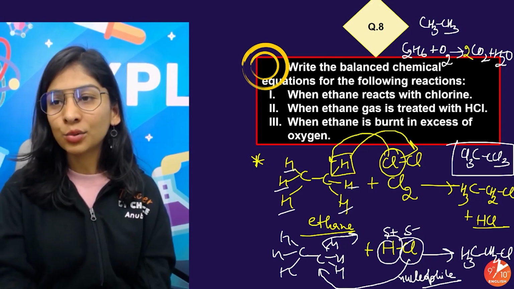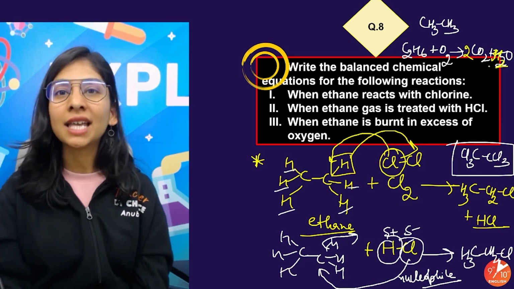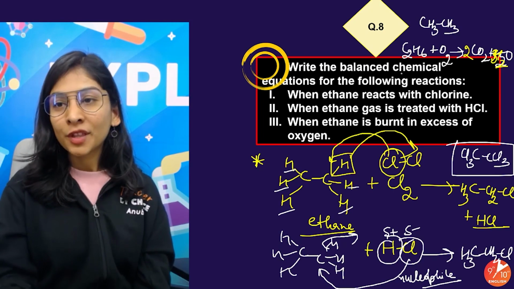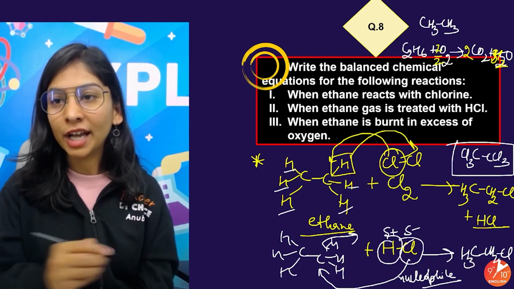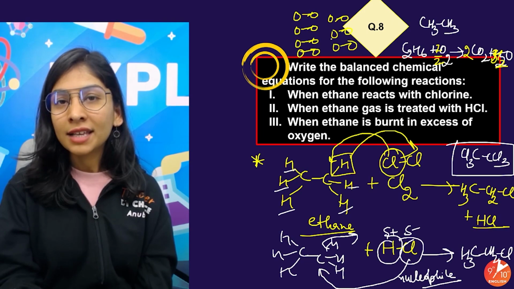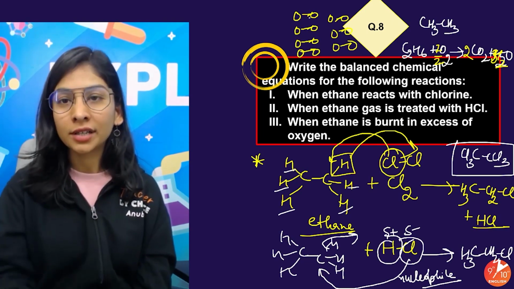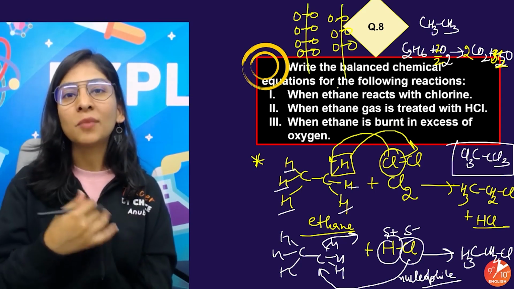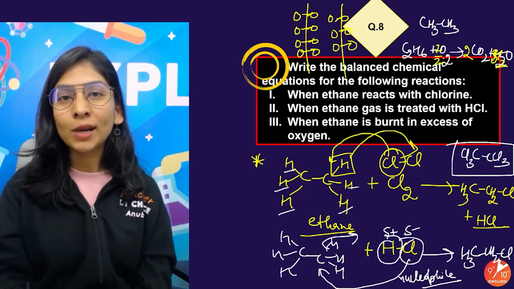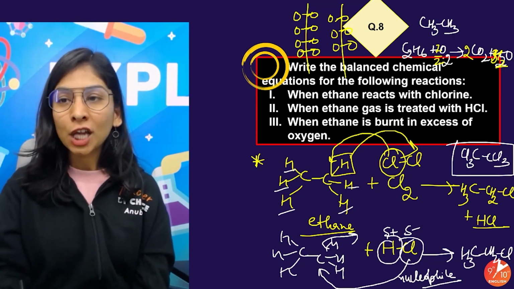2 carbon, 2 carbon. 6 hydrogen, I can write 3 here, so I'm going to have 6 hydrogen. But when I see the oxygen, now I have 2 into 2, 4, and 3 more, so 7 oxygen atoms. So you can do that. Here you can write 7 by 2. It's like we have 7 oxygen atoms, 1, 2, 3, 4, 5, 6, 7, and I'm taking half of the molecules. So this is a balanced chemical equation: C2H6 plus 7 by 2 O2 to give 2 CO2 plus 3 H2O.